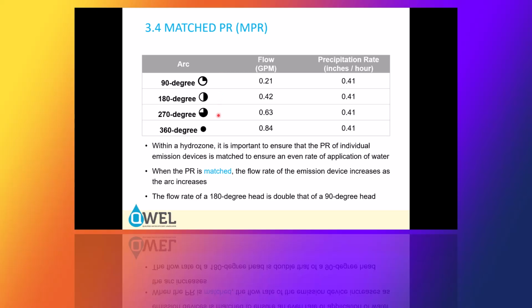So as the arc increases, the flow rate increases, but the precipitation rate stays the same. That's what the match means. It's matched. Precipitation rate is the same across all these different arcs, the spray heads. So the precipitation rate is matched and it stays the same, but as the arc of the spray head increases, the flow rate of it increases in proportion.